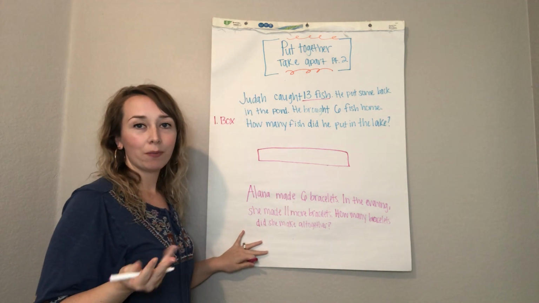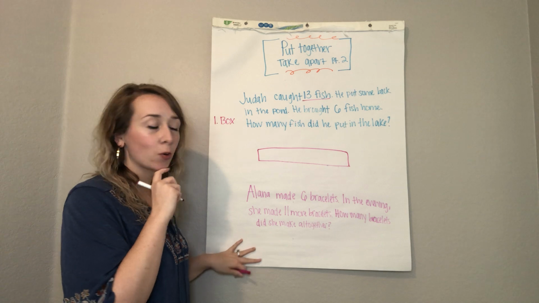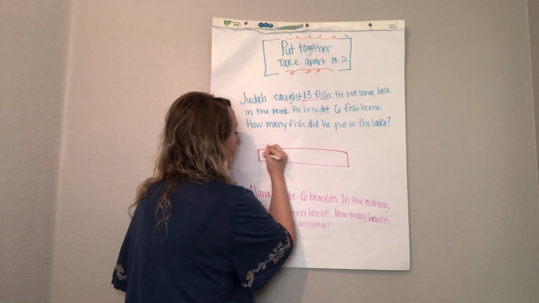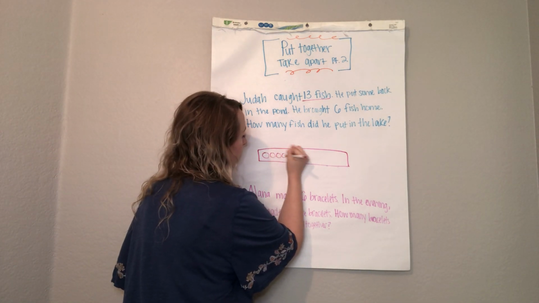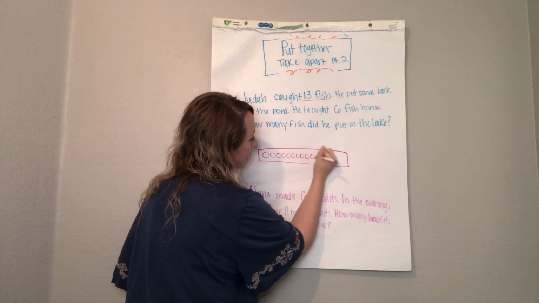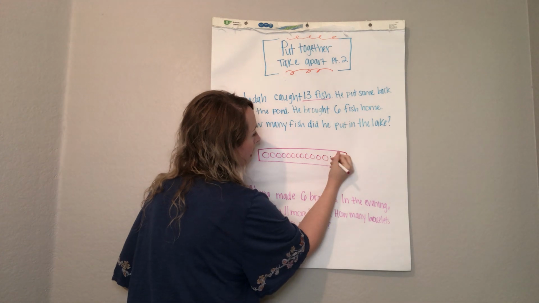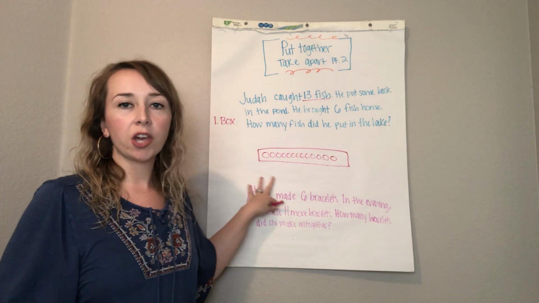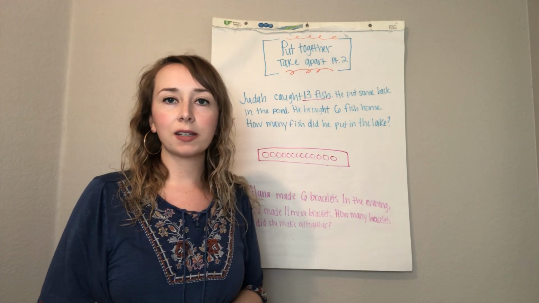Make sure you have your paper and pencil. You should be following along with Mrs. Gordon. Here we go. 1, 2, 3, 4, 5, 6, 7, 8, 9, 10, 11, 12, 13. So I have my 13 fish here in my box.